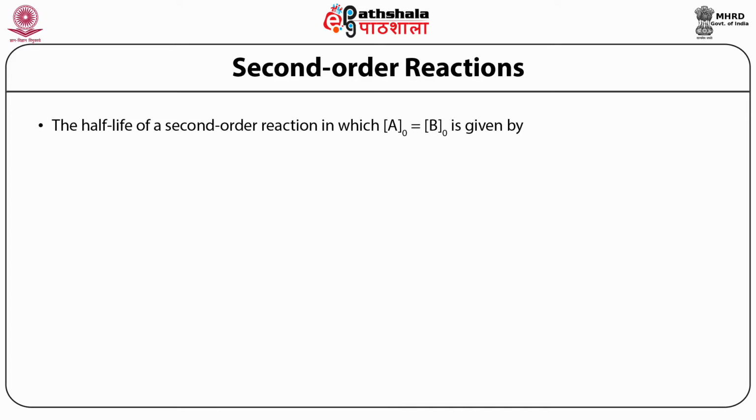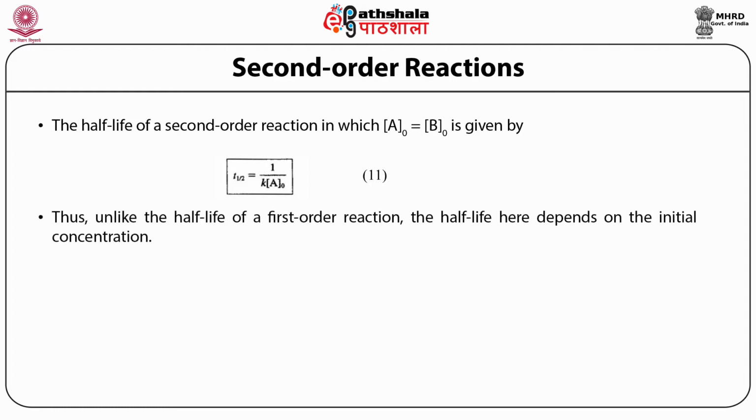The half-life of a second order reaction in which the A naught concentration equals the B naught concentration is given by the equation T half is equal to 1 divided by K times A naught concentration. Thus, unlike the half-life of a first order reaction, the half-life here depends on the initial concentration.